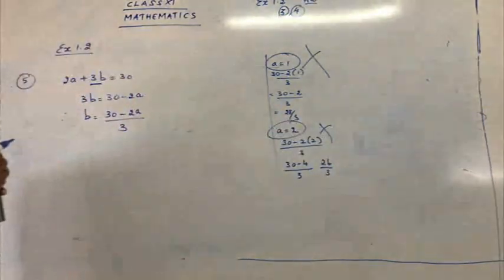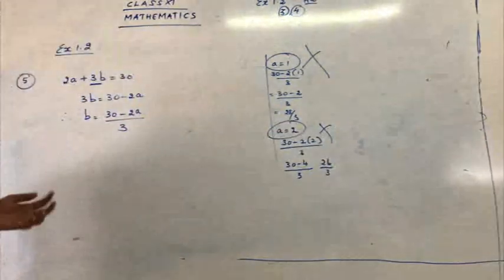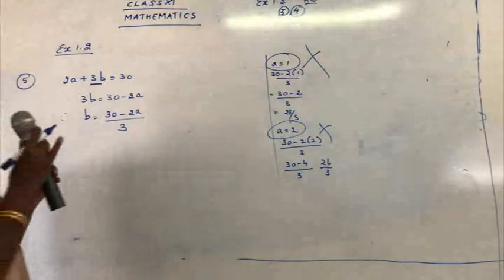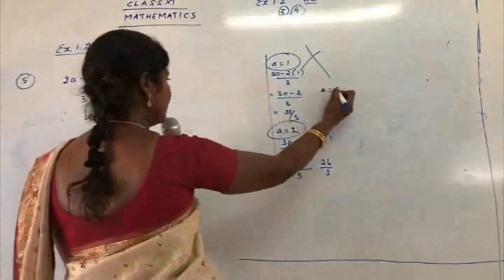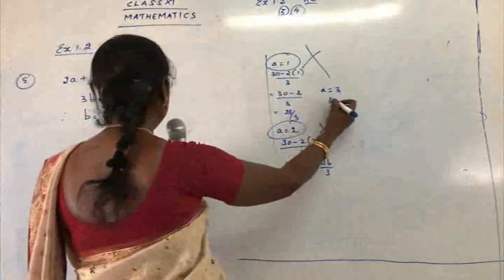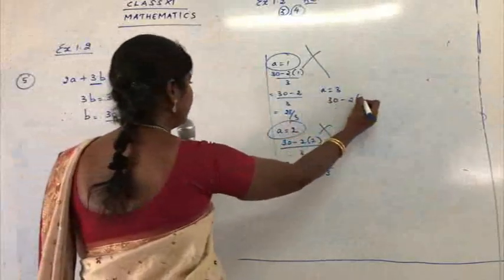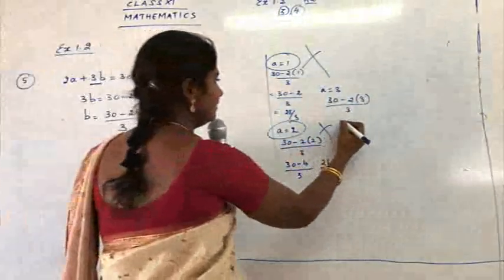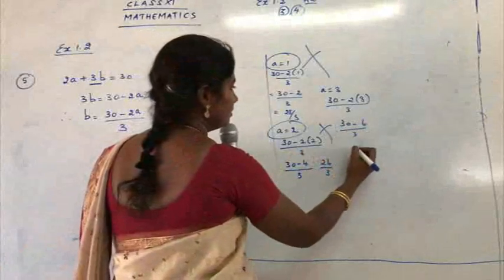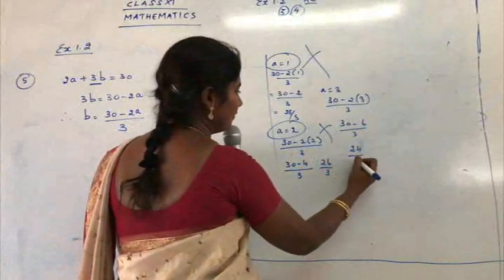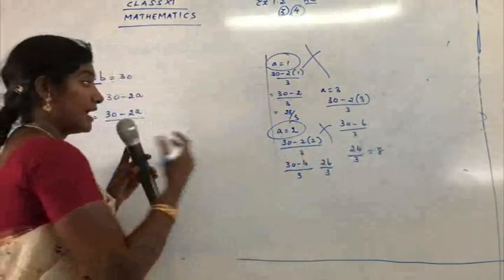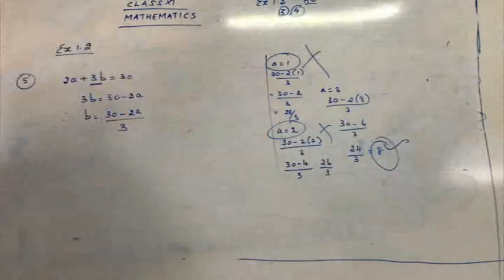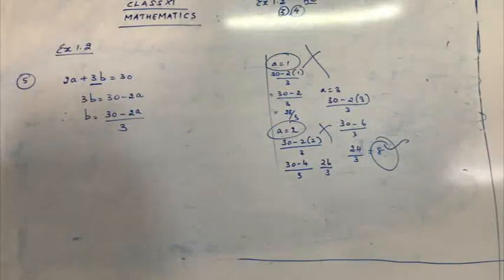So let's try for the third number. Once we get an idea, we will know what numbers to be included here. So let's take the number 3. If I take a as 3, I get (30 minus 2 into 3) upon 3. On simplifying, we get 30 minus 6 upon 3, so 24 upon 3, which is equal to 8. Yes, I get a natural number. So what's the first number to be selected for a? We can choose the value for a as 3.